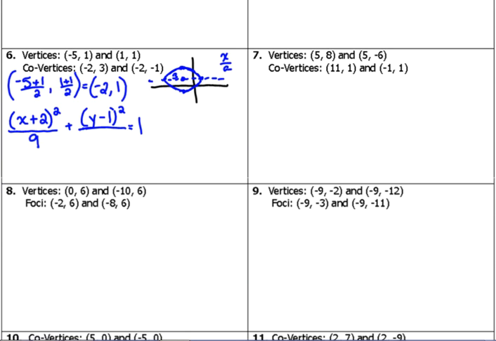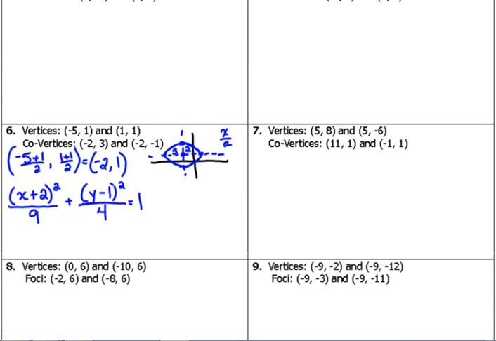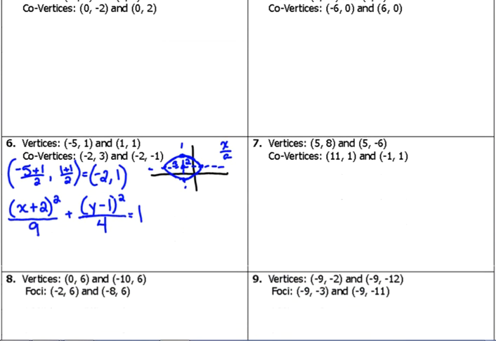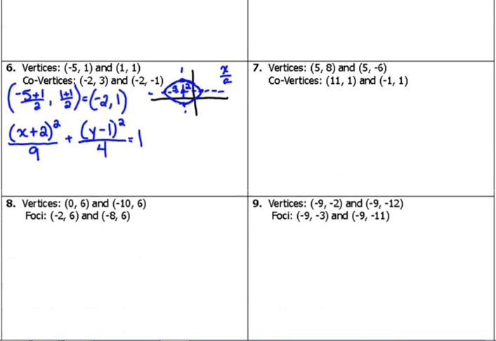For our minor axis here, from top to bottom, we're going from a y value of 3 to a y value of -1. That's a distance of 4, but we only need half of that, so that's 2. 2 is our B, so we square it and we get 4. So that's our equation. We won't find the foci because we just needed the equation.